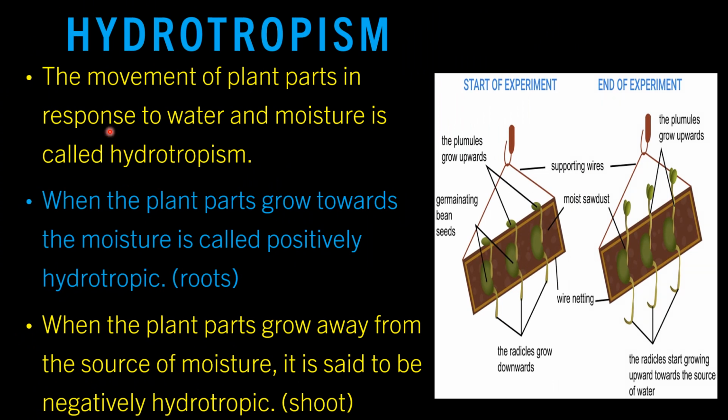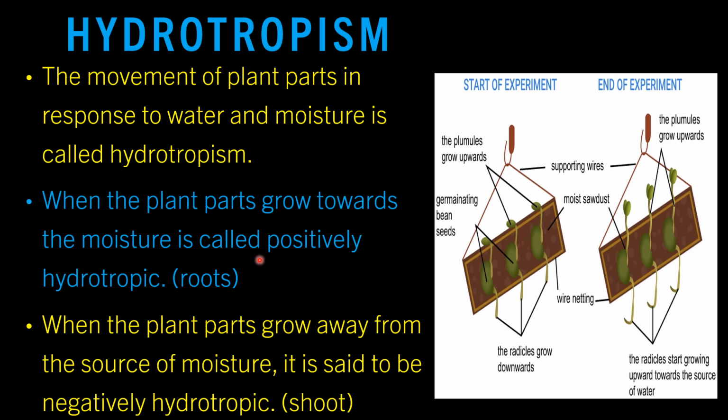The next type of tropic movement is hydrotropism. What is hydrotropism? The movement of plant parts in response to water and moisture is called hydrotropism. Which is the stimulus here? Hydro means water, so water is the stimulus. When plant parts grow towards the moisture, it is called positively hydrotropic.